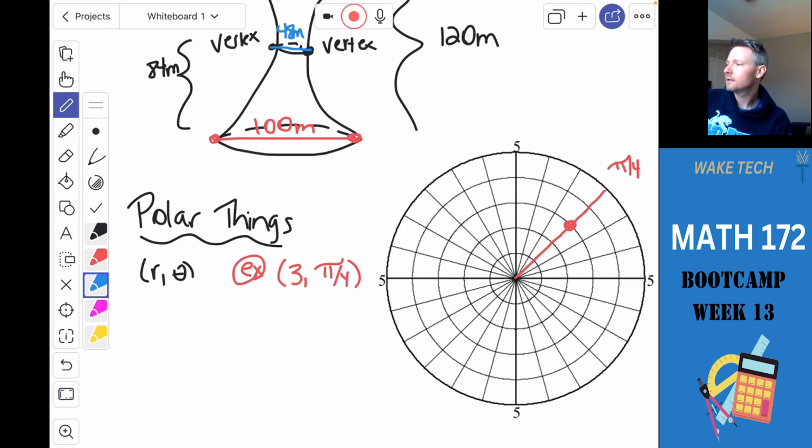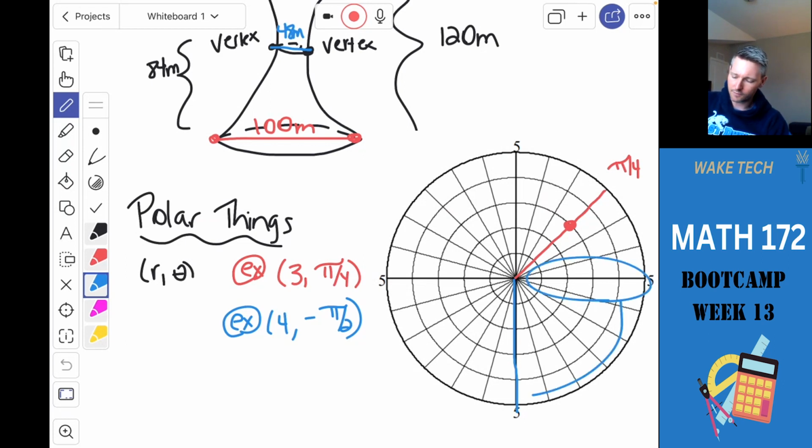So hopefully that's seeming okay. It's coming back a little easier than maybe it came the first time around. What if we need to plot another point? Let's look at 4, negative pi over 2. So what that means is we should first identify where the angle negative pi over 2 is. It's this one down here that I've highlighted in blue. Remember, negative angles, we start from the x-axis and travel clockwise. So just traveling 90 degrees clockwise from the positive x-axis.